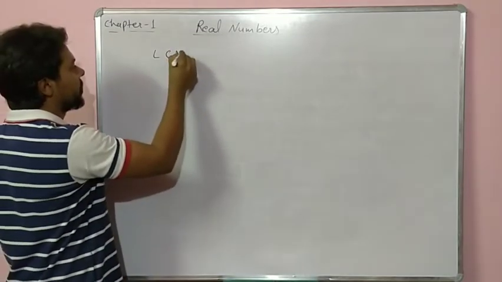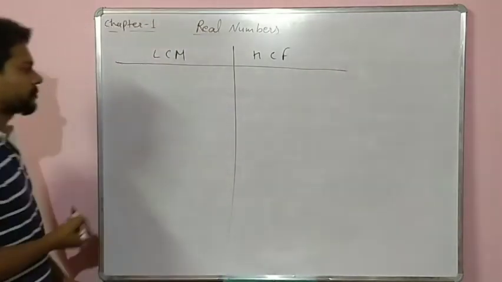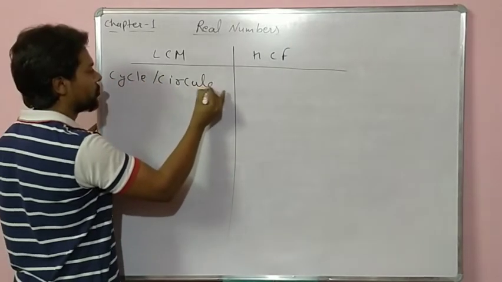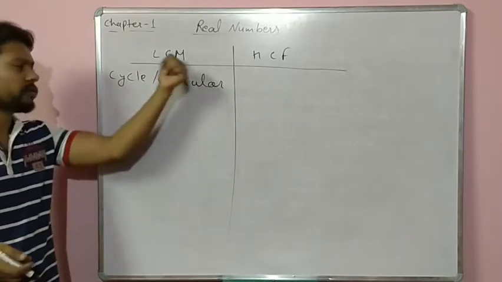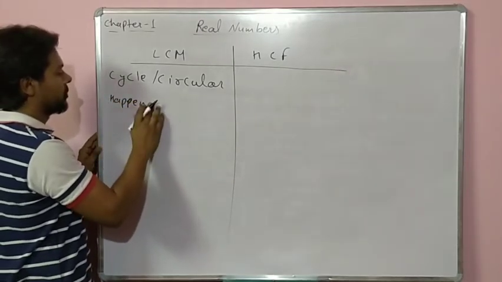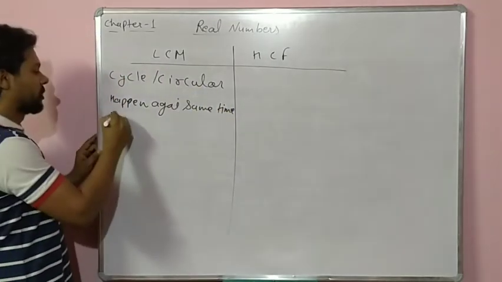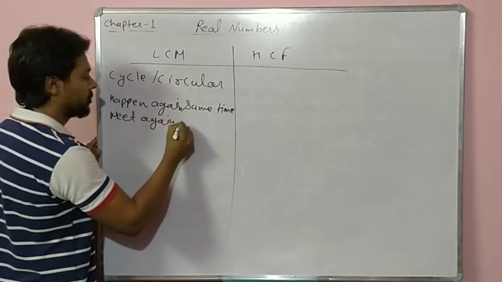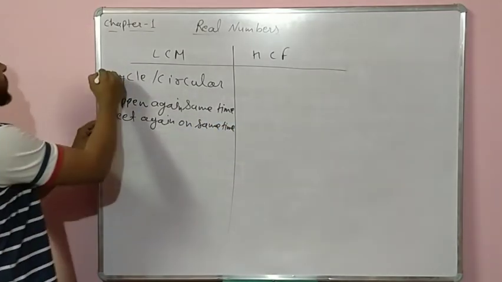First of all for LCM, then for HCF. So the first key terms: if there is any word mentioned like cycle or circular, like a circular path, they are running in a cycle, or any kind of this key term is there, then you have to go for LCM. Another, if anything happens again at the same time, or if a few people are running on a circular path and they meet again at the same time or same place, that kind of problem. That is the first one.